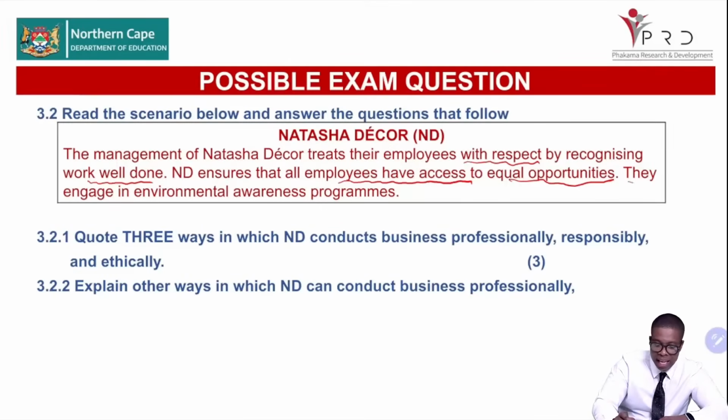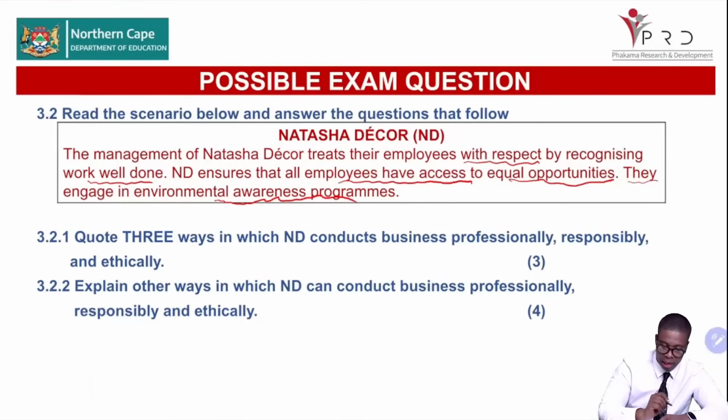And then they engage in environmental awareness programs. Okay, they don't only care about the employees, but they also care about the environment. So now, this is a way that shows that this business is professional, this business is responsible, and this business is ethical. Now, quote 3 ways in which ND does their business professionally, responsibly, and ethically. And I've done that for you already. Let's check.